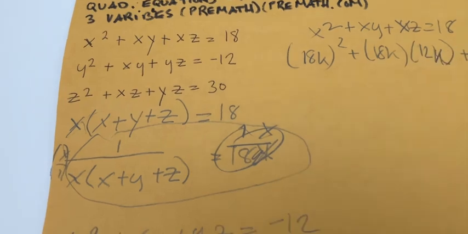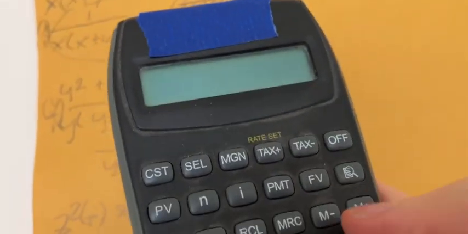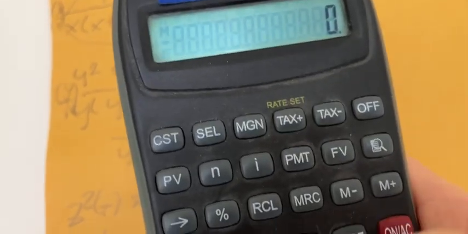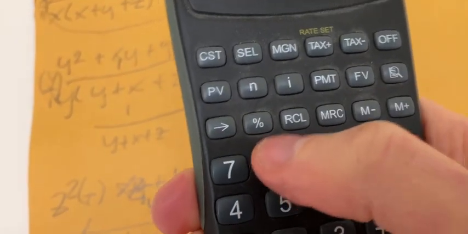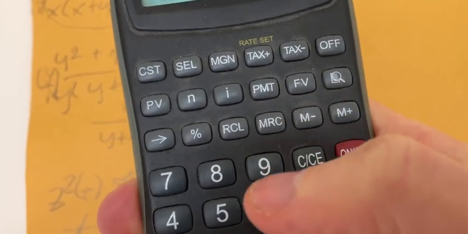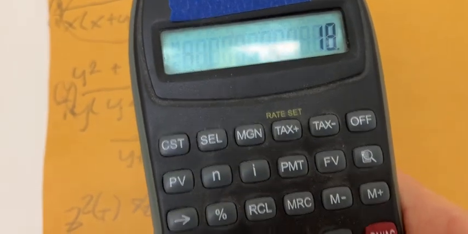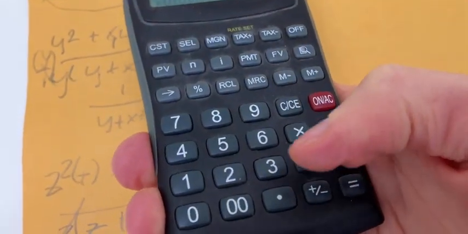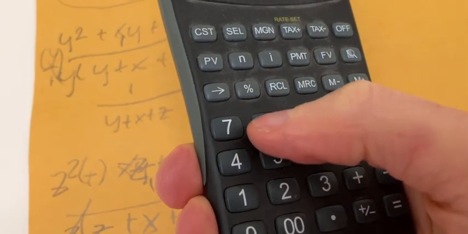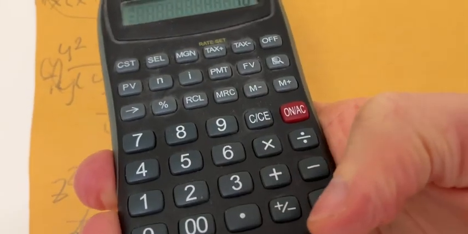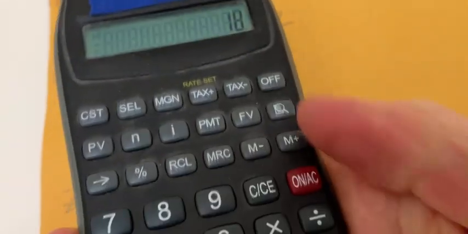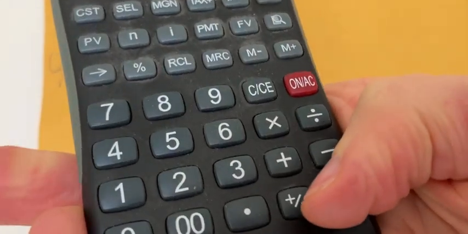All right. Okay, now I don't know what that is, so I'm gonna get my calculator. And what do we got here? Let's plug this thing in. What's 18 cubed? Oh, it doesn't even have it. So I'll just say 18 times 18 equals 324. That's what we want.